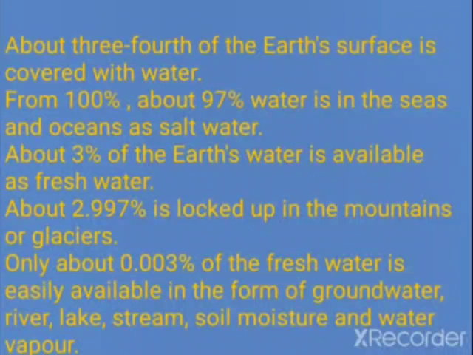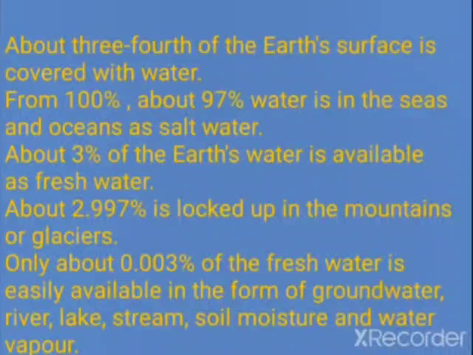But do you know how much water is readily available for use? Most of the water, about 97% of the 100%, is in the seas and oceans as salt water. And you know that in seas and oceans, the water is too salty to be used for drinking and irrigation. So only a tiny fraction, about 3% of the earth's water, is available to us as fresh water.